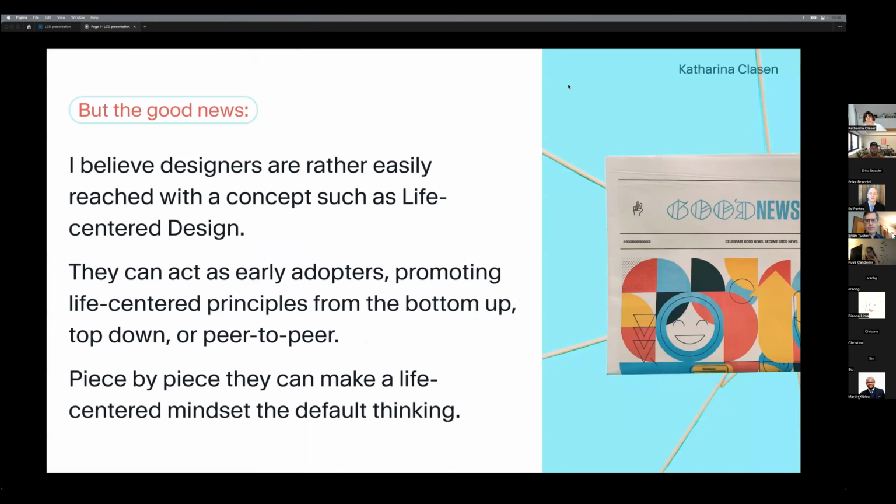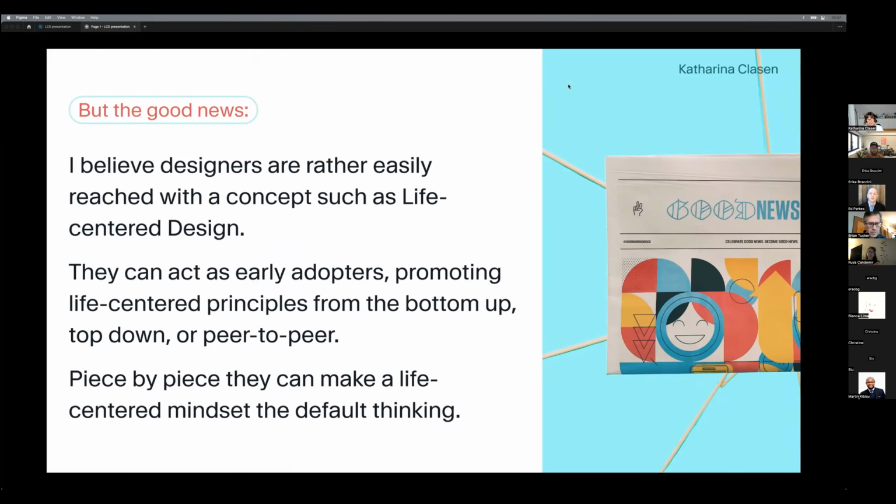But I think the good news is that I truly believe that designers are easily reached with a concept such as life-centered design. And why I believe that is because I was easily reached. I first heard the term in 2019 in a podcast episode, and I was immediately intrigued. I Googled it. Back then I didn't find that much about it, but I started talking about it. And my Instagram followers, I had quite a few back then because I was still active, they also were immediately intrigued. They wanted to find out more.